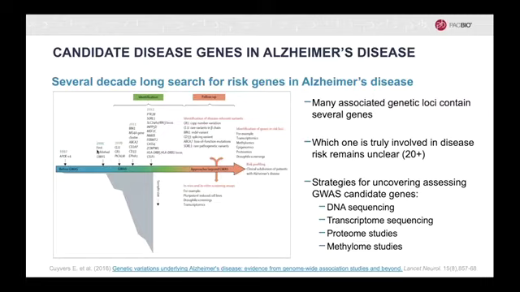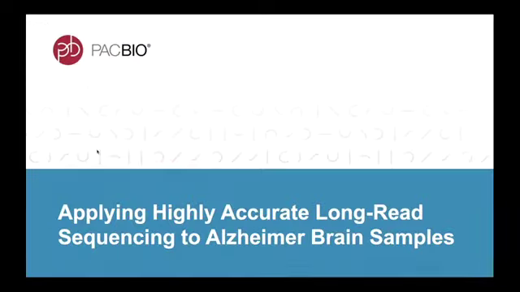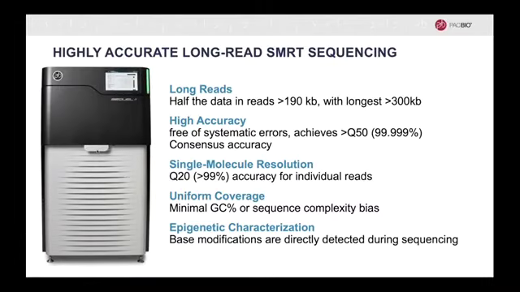And now there are several different studies that have been applied for following up on these findings. They range from DNA sequencing, transcriptome sequencing, proteome studies, and metabolome studies. And here I'm going to talk about how we actually applied long-read sequencing to look at some of these findings. So just a few words on long-read sequencing. The key characteristic, of course, is the long reads.